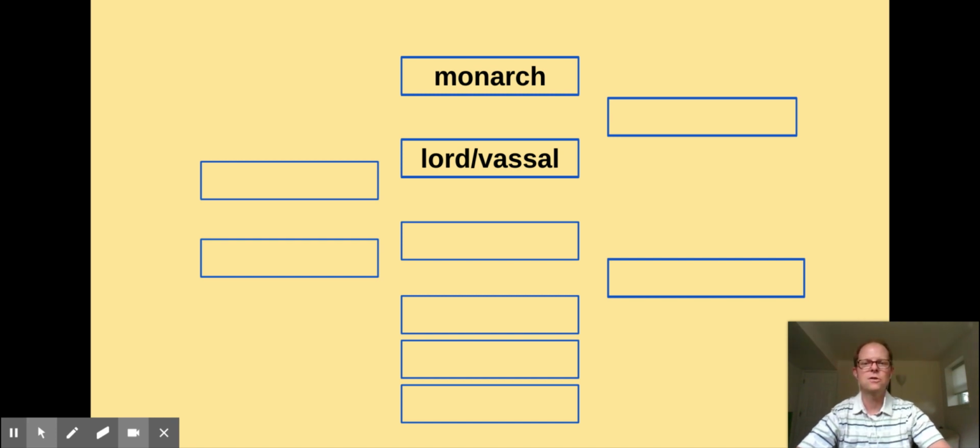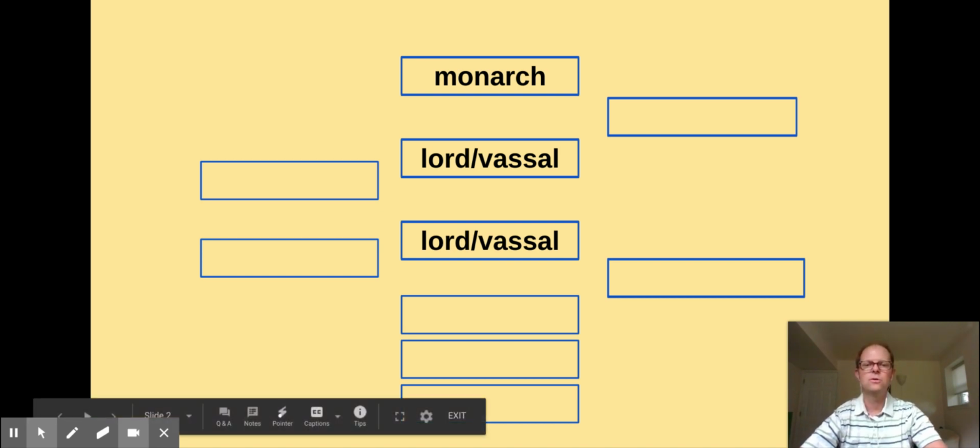vassals. And so you can put lord/vassal there. But what these are, are members of the nobility or nobles. You may have heard titles from medieval references in pop culture, like a duke or a duchess, an earl, a count or a countess, those kinds of titles. These are all people who were nobles, and they can be both lords and vassals.